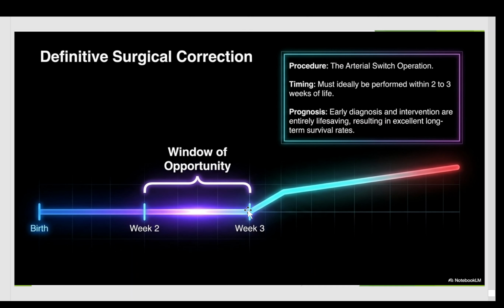Week 2 to week 3 is the window of opportunity when we have to carry out the arterial switch, because after that the chambers adapt to the pressures. The left ventricle will adapt to the pulmonary pressure, so it will atrophy, and after that the arterial switch procedure will not be successful. So we have to carry out this procedure by week 3 and maximum week 4.